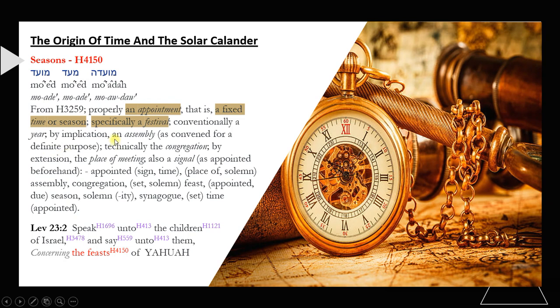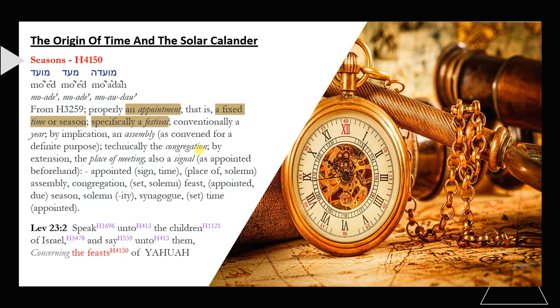Notice here where it says it means an assembly, specifically assembly, and definitely for congregating. So the lights in the heaven, the sun and the moon, are to help us to know when we are to assemble for our feasts, for our festivals, because it is an appointed time.